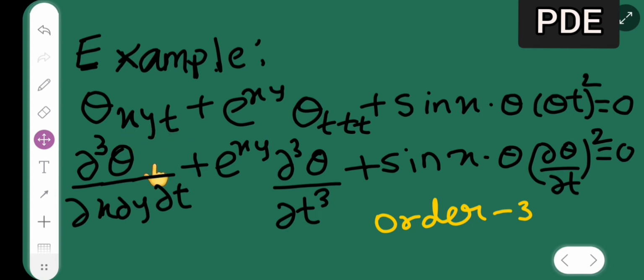And here it is x, y, t, which I have written in this form. Plus e raised to the power of xy, as it is. Then this is ∂t three times. Plus sin x, written as it is, theta as it is. Now the square is there, so (∂θ/∂t) squared is equal to 0. Now here, what is the highest order? 3 is the highest, right? Here 3 is the highest and 2 is also there, but 3 is the highest. So we have taken the order as 3, the highest order.